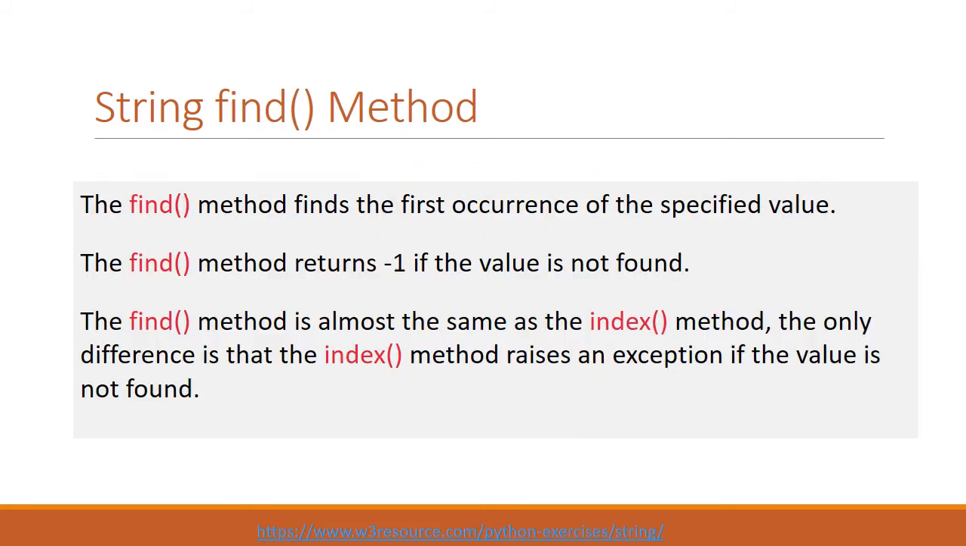The find method finds the first occurrence of a specified substring. The find method returns -1 if that substring is not found. The find method is almost the same as the index method. The only difference is that the index method raises an exception if the value is not found.